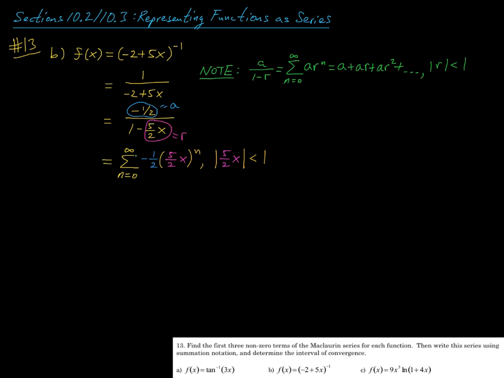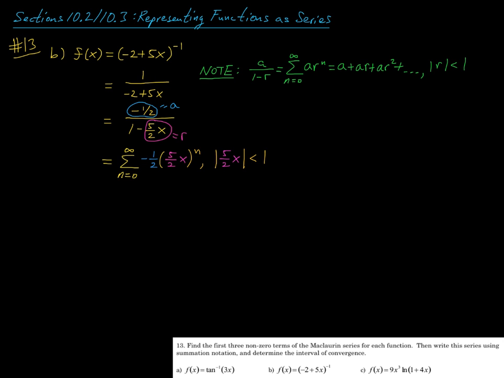So this expression is equal to the sum of a, which is -1/2, times r to the n, right? 5 halves x to the n. And the condition here on x is that this common ratio r, which is 5 halves x, must be strictly less than 1 in absolute value.